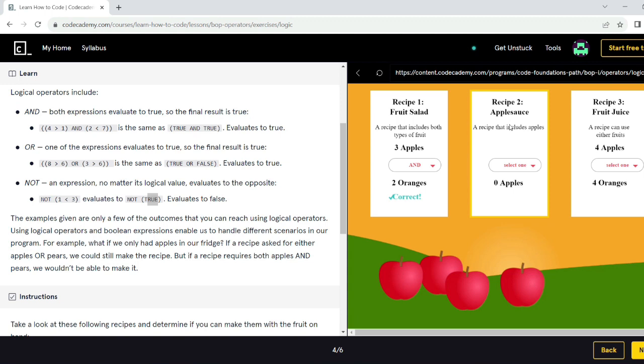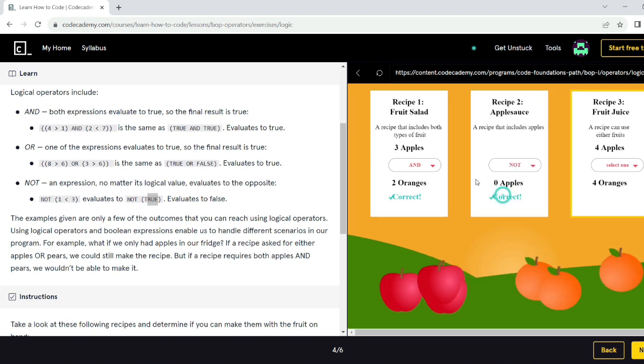Second one, applesauce, a recipe that includes apples. Well, if we start with 0 apples and we want applesauce to be the result, we'd need "not", because it's essentially the opposite operation. From 0 apples to any number of apples. It just says apples. See how it just says apples? Any number of apples. It doesn't define the number. So then the opposite of that would essentially be 0, or the "not" operation.